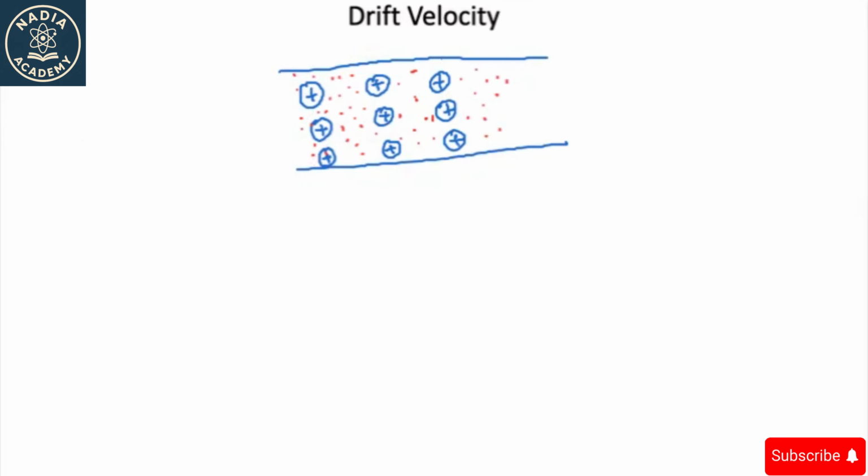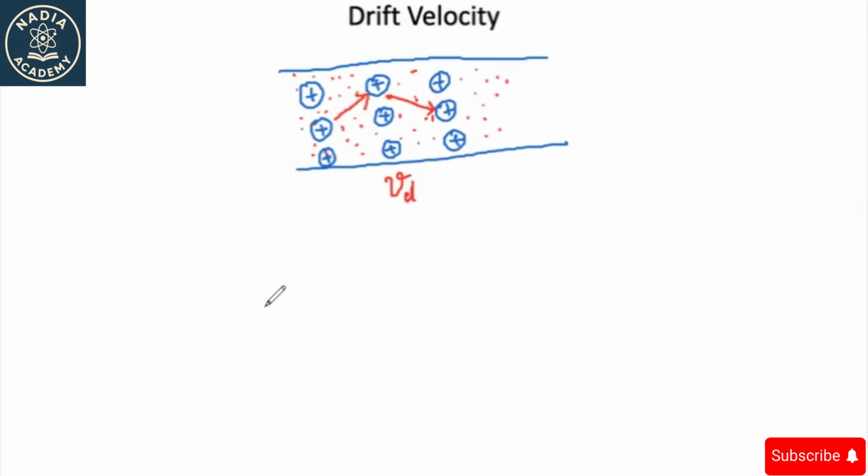So what will happen is that when they move within the conductor, they can interact with the ions. They can continuously collide with these ions. So it means that their motion through the conductor is like a drifted motion. Then the velocity of these electrons, which are the charge carriers within the conductor, we can say is our drift velocity.